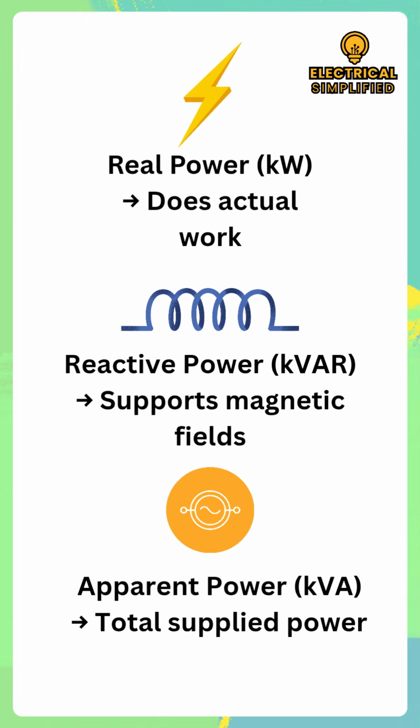So remember, kilowatts do the real work, kilovolt amperes reactive support the magnetic fields, and kilovolt amperes represent the total supply. A higher power factor means better utilization of electrical energy and lower losses in your system.